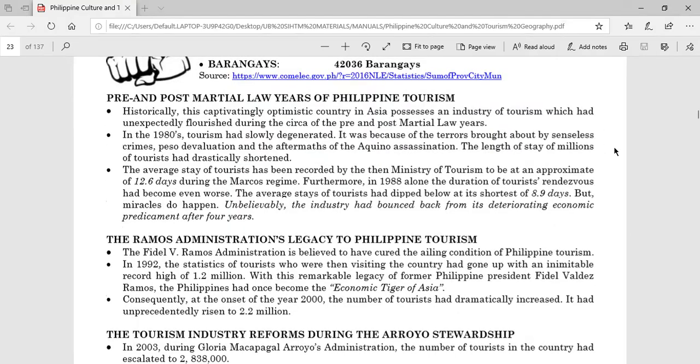So historically, this captivatingly optimistic country in Asia possesses an industry of tourism which had unexpectedly flourished during the circa of pre and post martial law years. So in the 1980s, tourism had slowly degenerated, and it was because of the terrors brought about by senseless crimes, peso devaluation, and aftermaths of the Aquino assassination. Right, the length of stay of millions of tourists had drastically shortened.